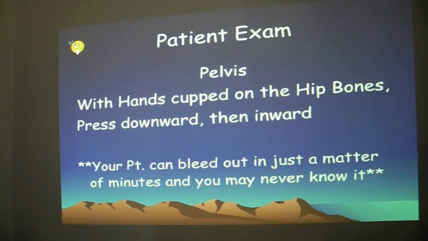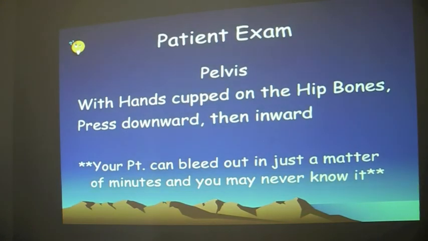The pelvis. We can lose 3 liters of blood in a broken pelvis in no time at all, so it's very important. Put your hands cupped high on the hip bones, press down and in. If they have a fractured pelvis, as soon as you do this, they're going to scream bloody murder. It's very important that you check this if you think they've sustained a fall. As you can see here in the note, your patient can bleed out in just a matter of minutes, and you'll never know it if they have this.